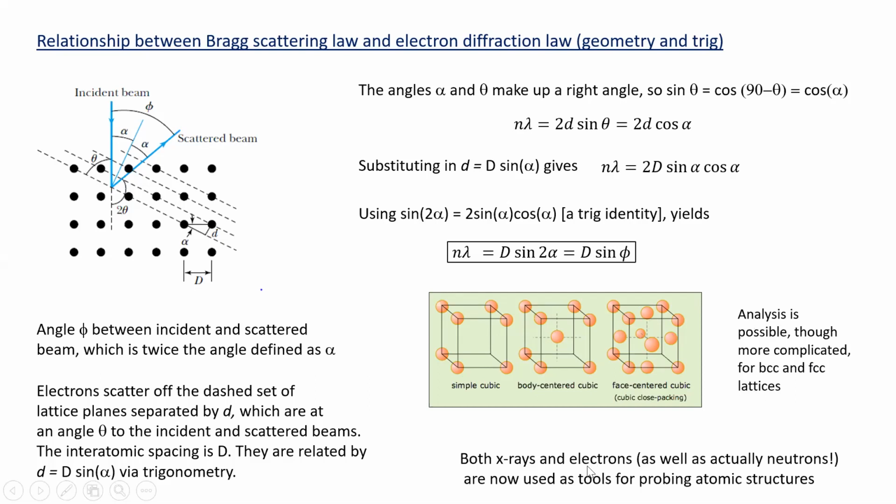So in conclusion, both X-rays and, through de Broglie's discovery that electrons can behave like waves, electrons, as well as now actually neutrons, for some applications that are very useful, are now used as tools for probing atomic structures. And de Broglie's idea that electrons are waves served as the precursor for the wave function, the atomic wave function, or the electron wave function, which will be coming up quite soon.